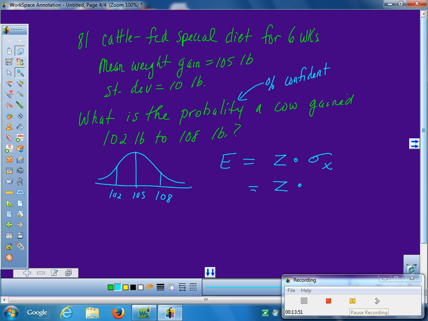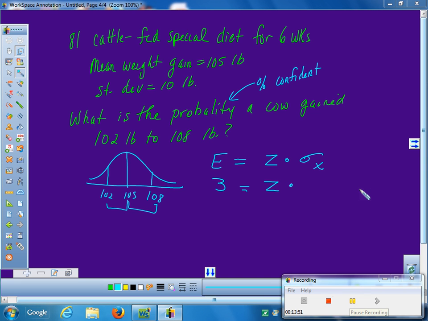Okay, you should be able to look at this and tell me, what margin of error do we have here? How much are we varying off the mean? 3. We're varying 3 either way. The margin of error is 3. If I knew standard error, I could solve for Z. So you still have to do step 1. Then you'll have to solve for standard error. Standard error is standard deviation over the square root of the number of samples.